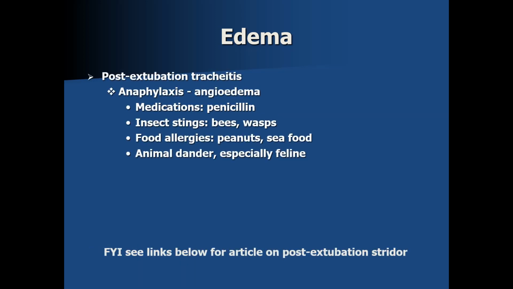Another source of upper airway edema with which respiratory therapists are quite familiar is post-extubation tracheitis, and we'll talk about that later. Also, there is edema that is due to anaphylaxis, and this will be angioedema, which is frequently associated with medications like penicillin, with insect stings such as bees and wasps, food allergies, especially peanuts and seafood, and animal dander, especially felines or cats.